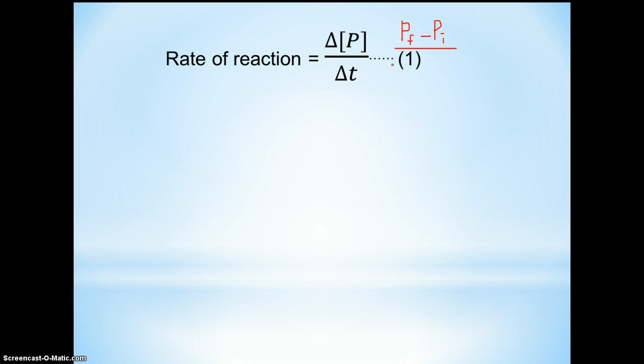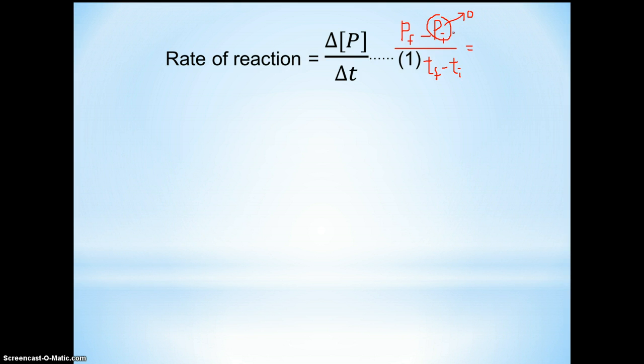Here we have the change of time as well, so the time at the final state minus the time at the initial state. Well, we can modify this equation a little bit to make our life easier. The product concentration at the initial state is always equal to 0, because when we have everything mixed together, we don't have any product yet.